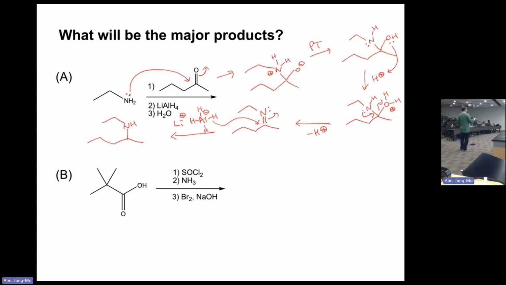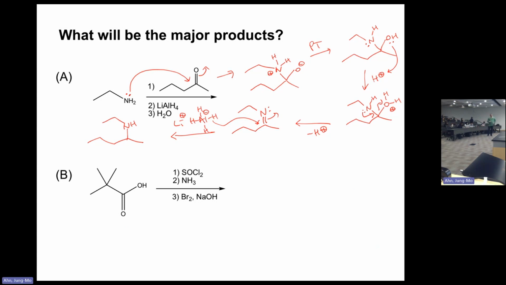I mean, lithium aluminum hydride is actually a pretty powerful reagent. You can simply use a milder hydride and do the same thing. So you get an amine. So this is basically just a reductive amination. It's popular.